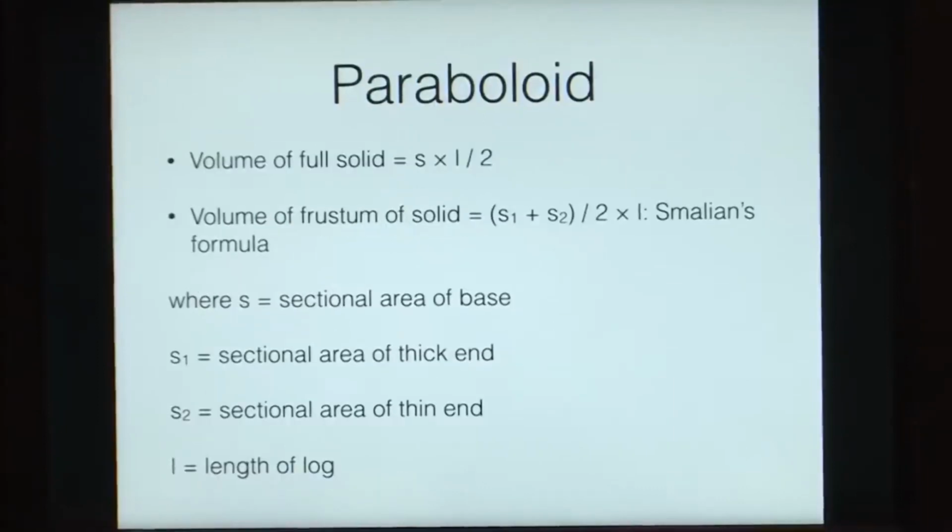Now, we also looked at a shape called paraboloid. In the case of a paraboloid, the volume of the full solid is given by S into L by 2. If you remember, in the case of a cone, the volume was 1 by 3 pi r square h. In the case of a paraboloid, in the place of 1 by 3, it is 1 by 2. So, the volume of the full solid is given by S into L by 2, and the volume of the frustum of the solid, if we take Smalian's formula, is (S1 plus S2) by 2 into L.